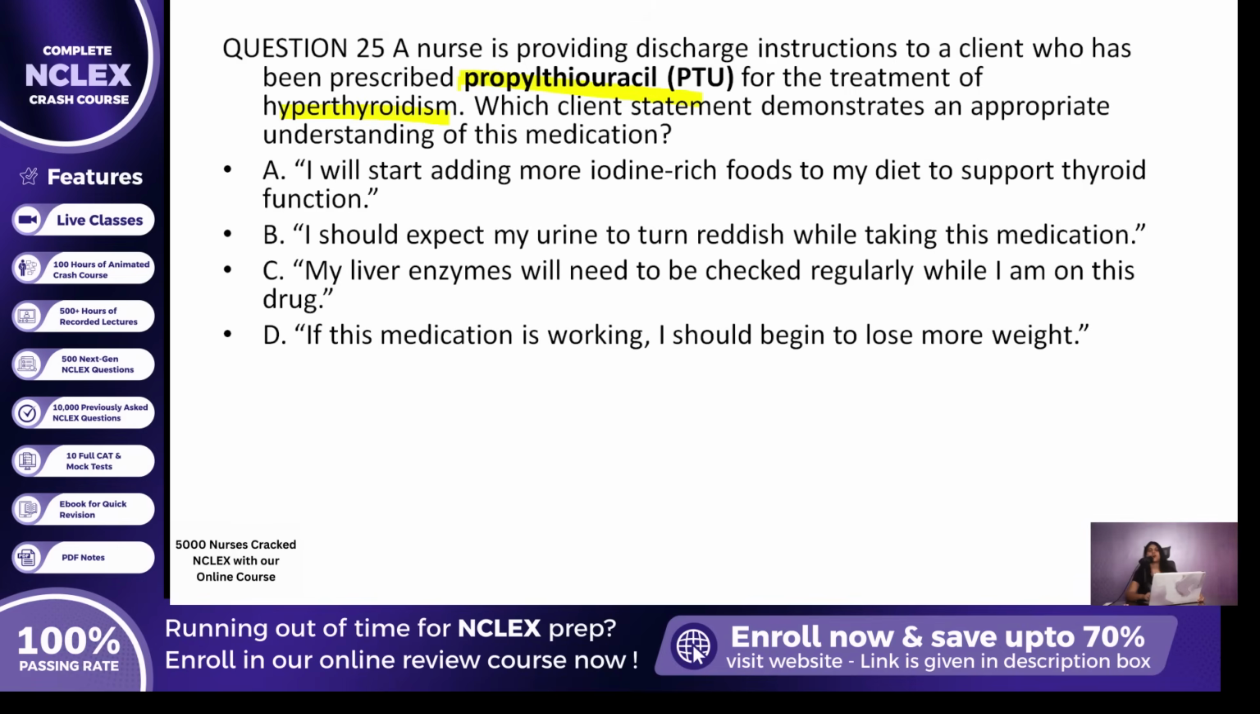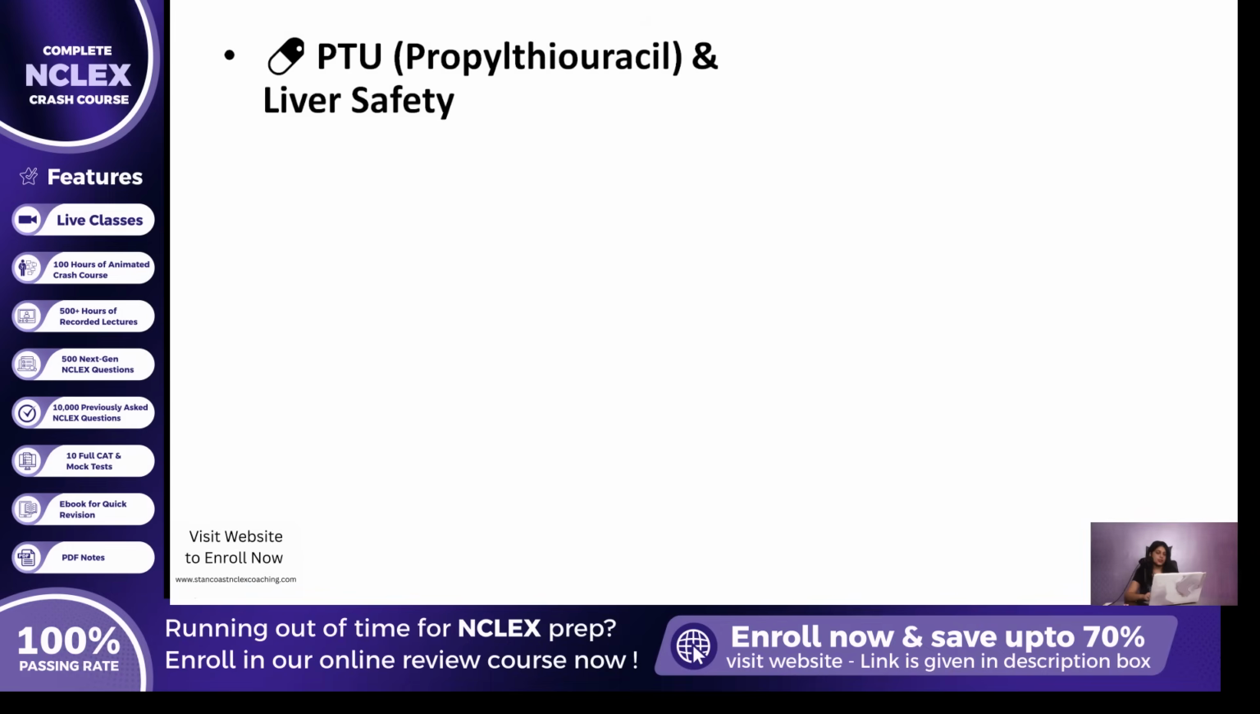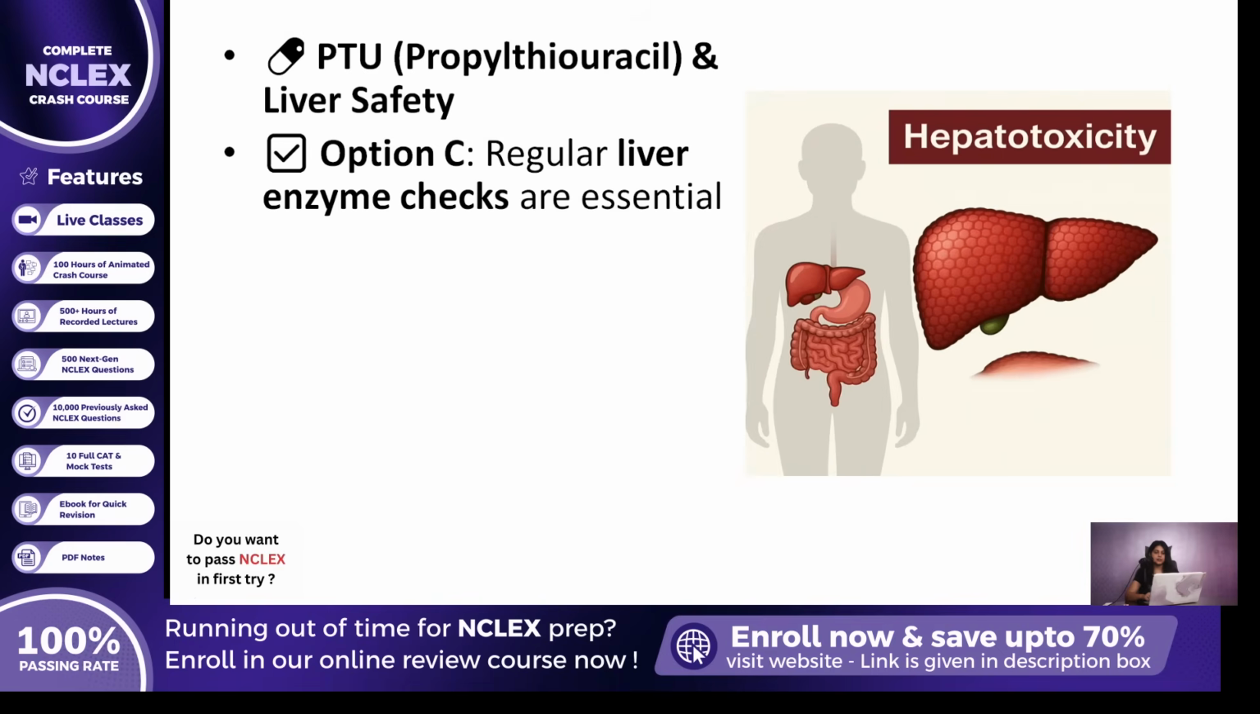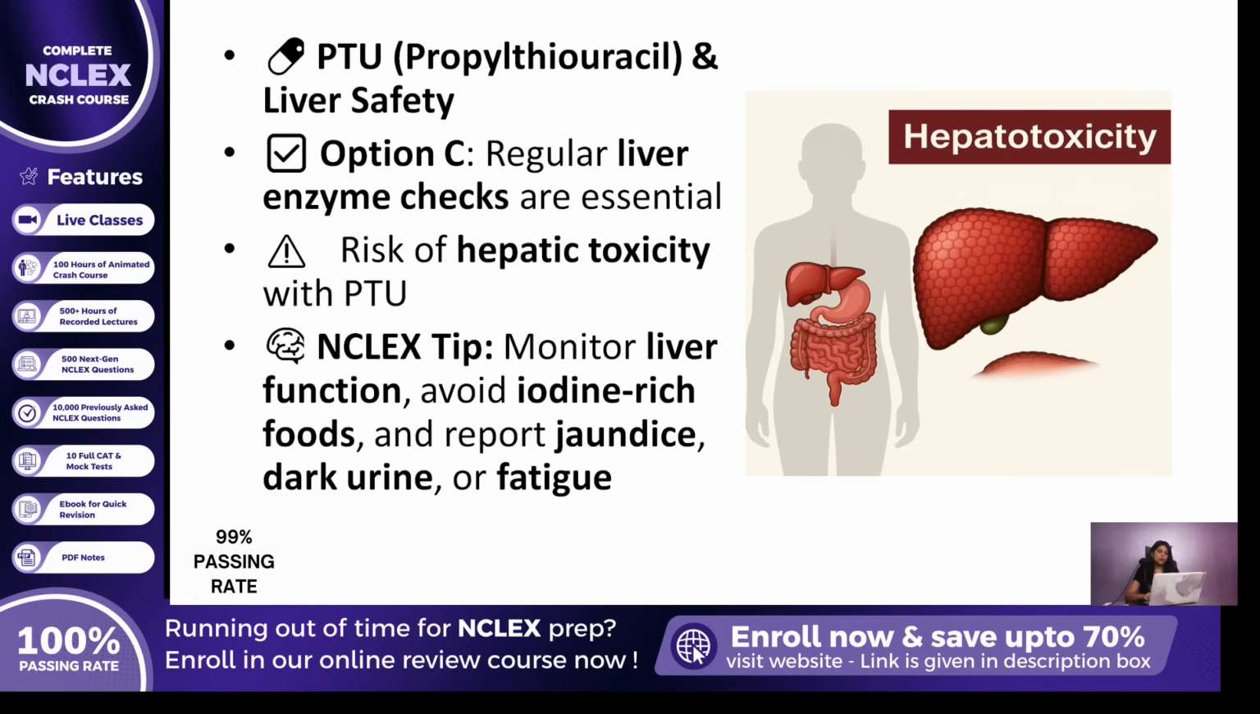The correct answer is option C. My liver enzymes will need to be checked regularly while I am on this drug. PTU carries a risk of liver toxicity, and regular monitoring of liver function tests is essential to detect early signs of hepatic injury. NCLEX tip: with PTU, monitor liver function closely, avoid iodine-rich foods, and teach clients to report signs of liver trouble such as jaundice or dark urine.